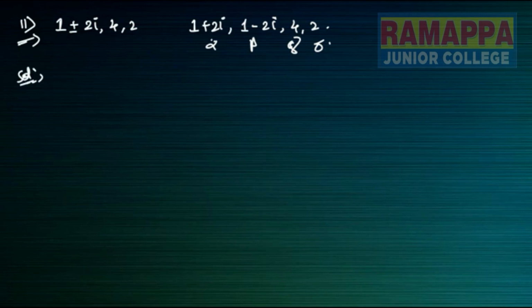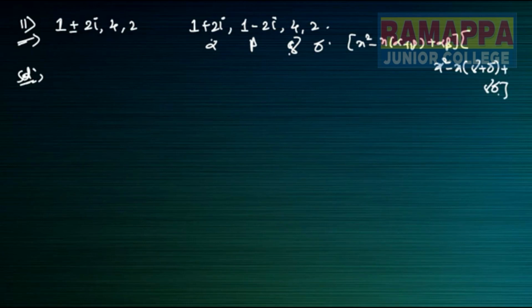So first we'll do one thing. Whenever we have 4 roots, we use a formula: x square minus x into (alpha plus beta) plus alpha beta, into x square minus x into (gamma plus delta) plus gamma delta. So this will work here. The first equation multiplies into the second equation. First we find the equations for the first 2 terms, and after multiplying these 2 equations we'll get the answer.